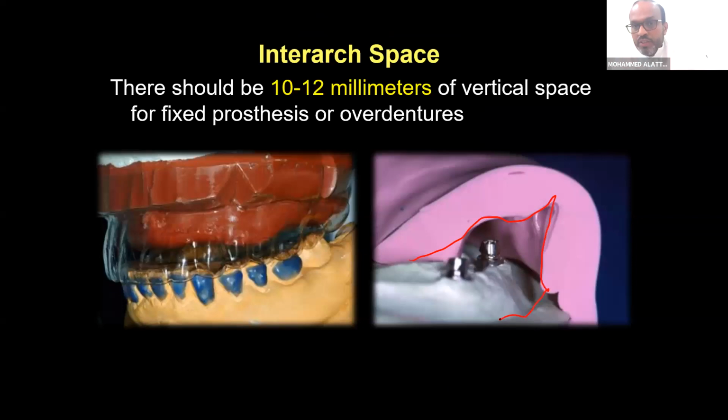Sometimes, if you have a locator or a bar, you should know the interarch space that you have. You can do it by ABOI, and you can also do it by a vacuum shield.